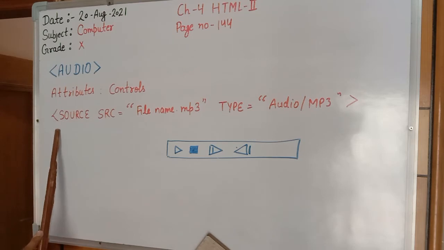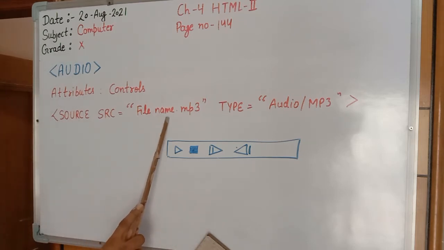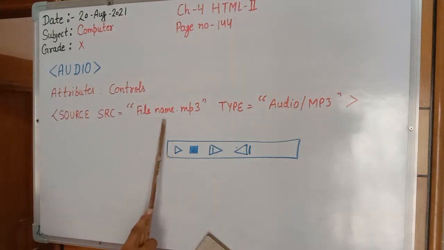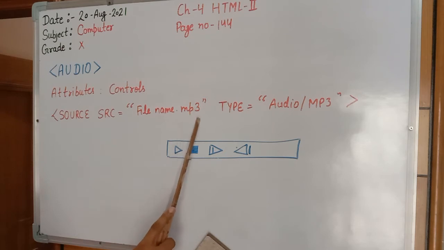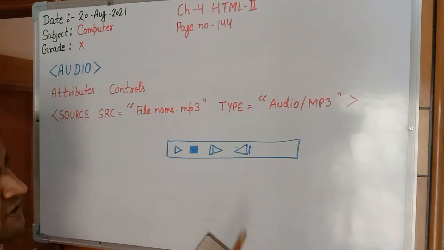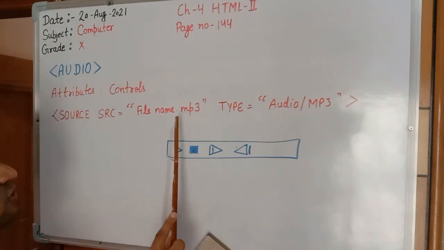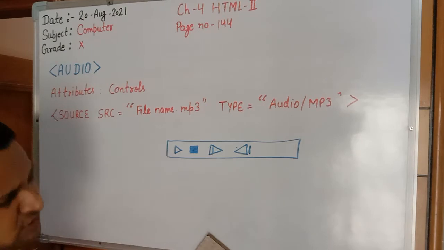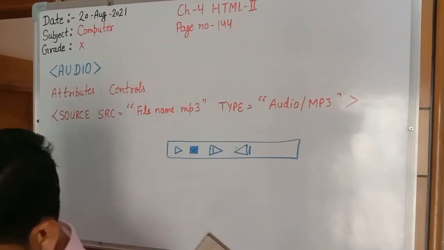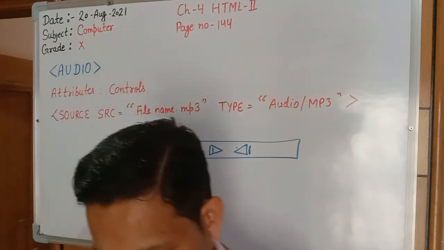And what is the use of source? Source will tell from which area we have to pick the file, whether the file is in E drive, C drive or D drive, where it is. It gives the name of the file and the extension that we are using, MP3. And type will tell which type of file it is, audio or video, and in audio which type of extension we are using. So see the program on your book, page number 148.